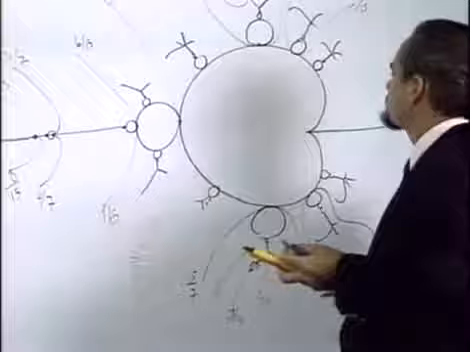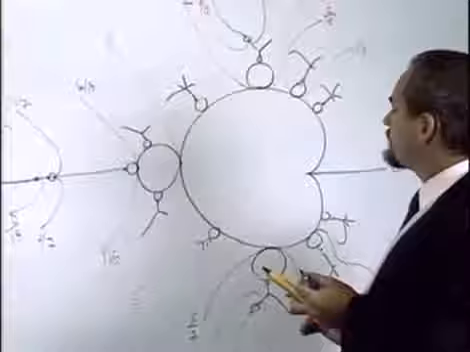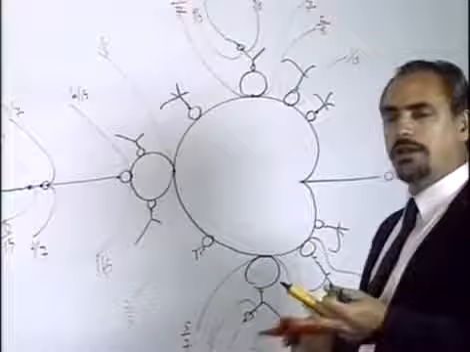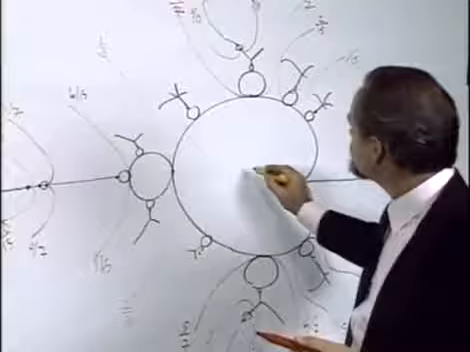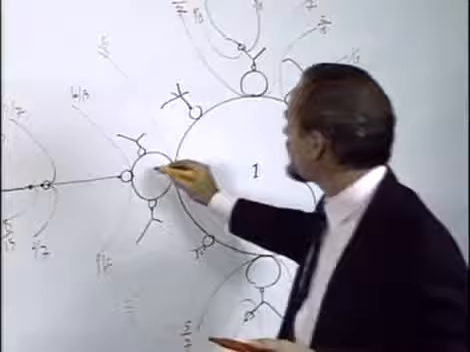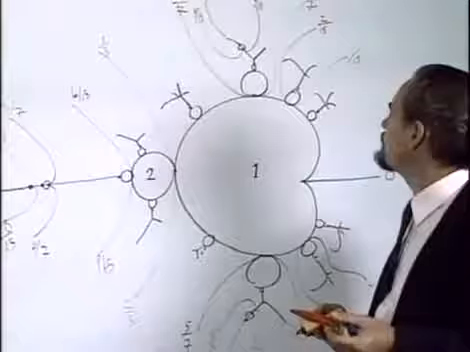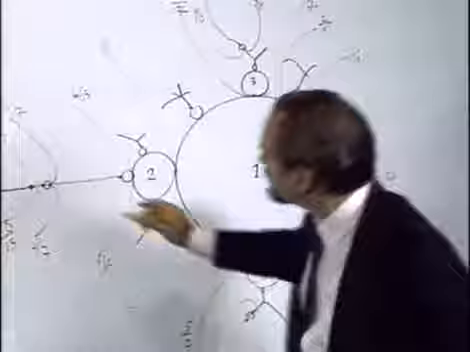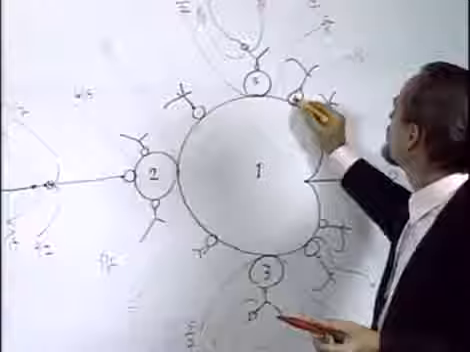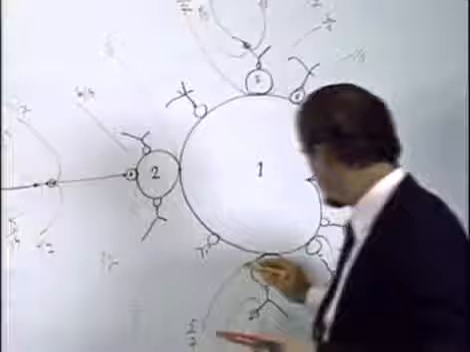Now, where does all of this come from? It turns out that a quadratic polynomial can have at most one attractive periodic point of any period. And this is the region where there is an attractive fixed point of period 1. This is the region where there is an attractive periodic point of period 2. The points where there is an attractive periodic point of period 3 are here, here, and there. The ones where there's an attractive periodic point of period 4 are here, here, here, down there, in here, and in here.